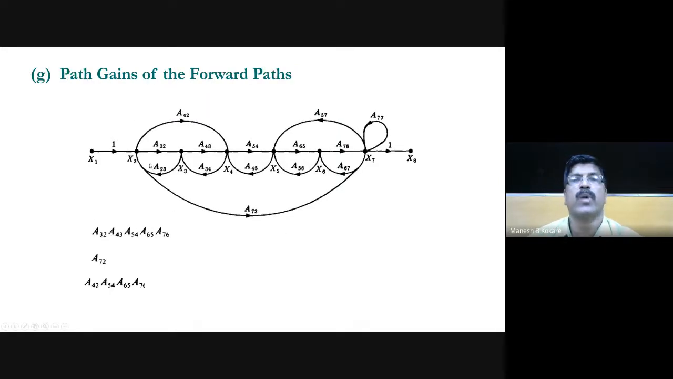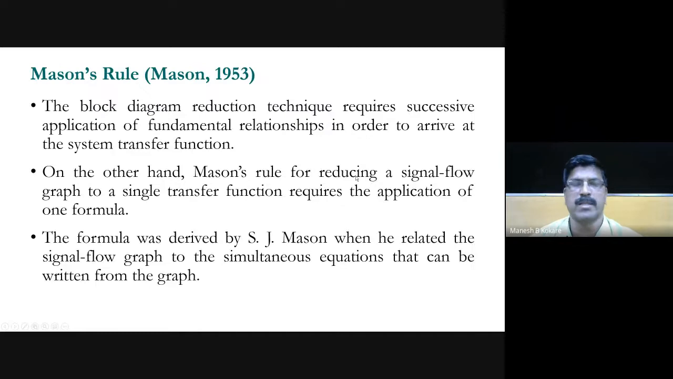Okay, then what are the forward path gains? So this is one forward path gain. You just have to take the product of this one into A32 into A43 into A54 into A65, A76, and so on. And then the second one is 1 into A72. And then the third one is 1 into A42, A54, and so on. So that way, these are the forward path gains.